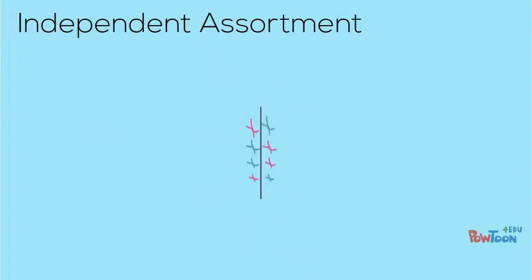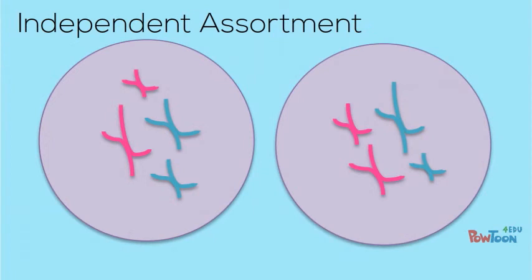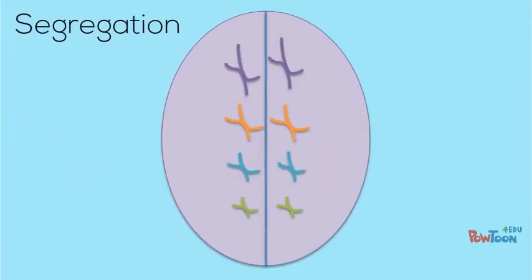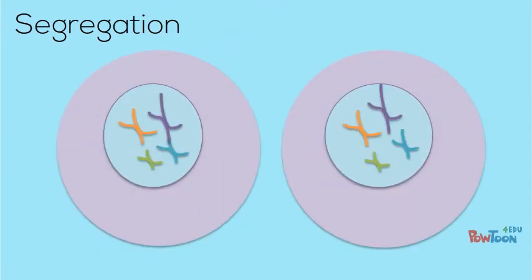It is when the pairs are randomly split into 2 different cells during meiosis 1. In a homologous pair, 1 chromosome came from the individual's mom and the other came from the individual's dad. As a result, each germ cell has a random combination of chromosomes from each parent. Finally, segregation is just the separation of the pairs of homologous chromosomes. It means that each pair gets split up so each cell ends up with half the pair.